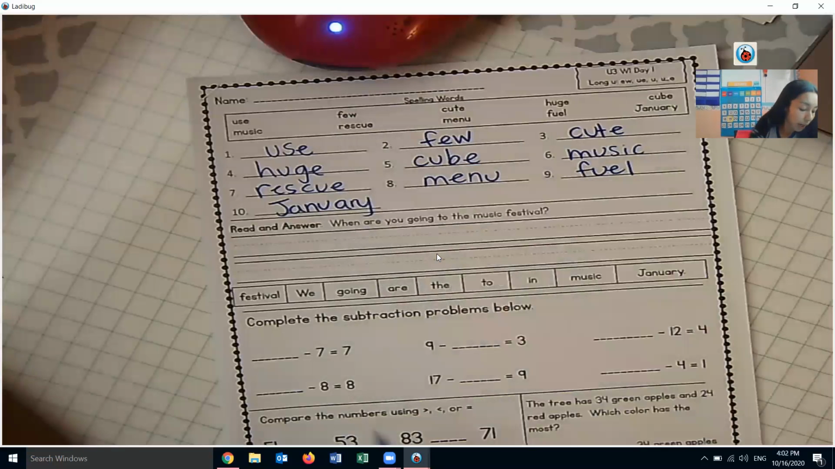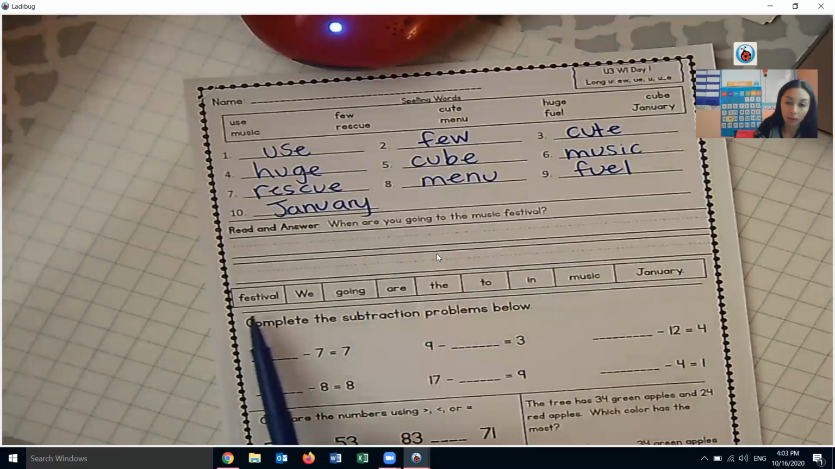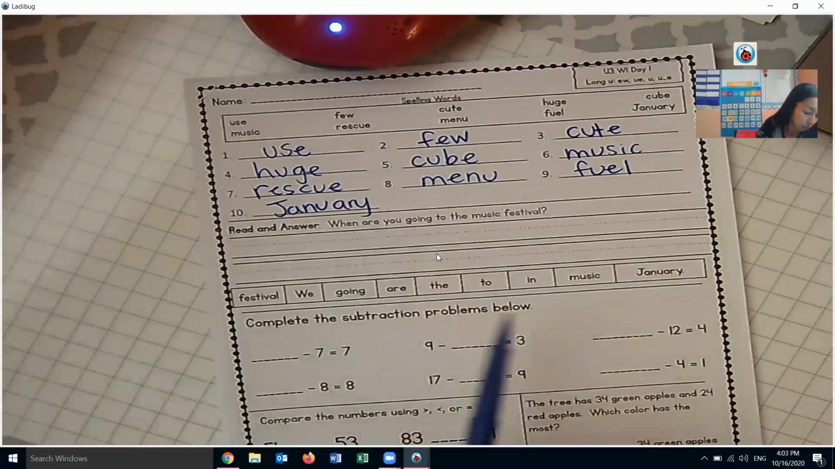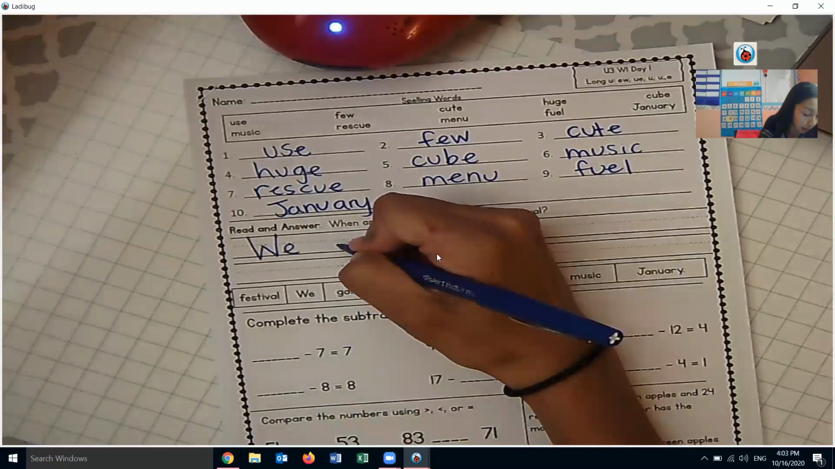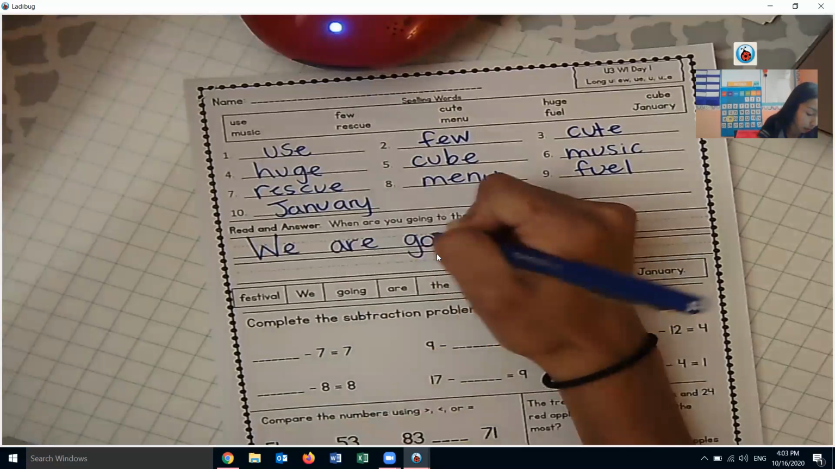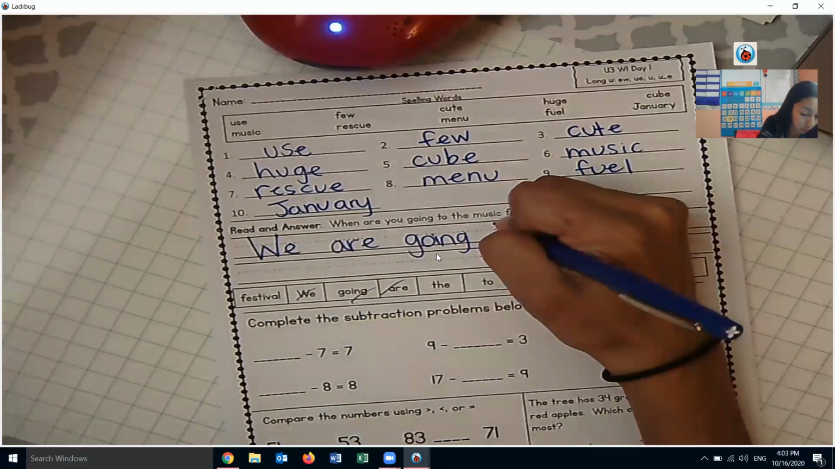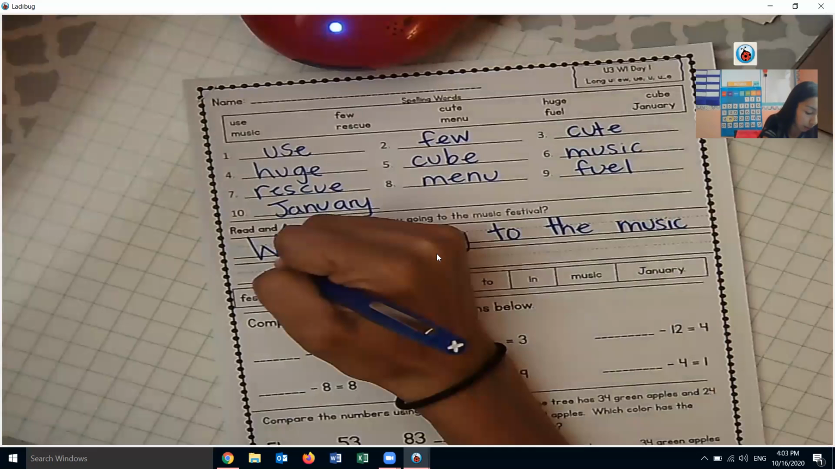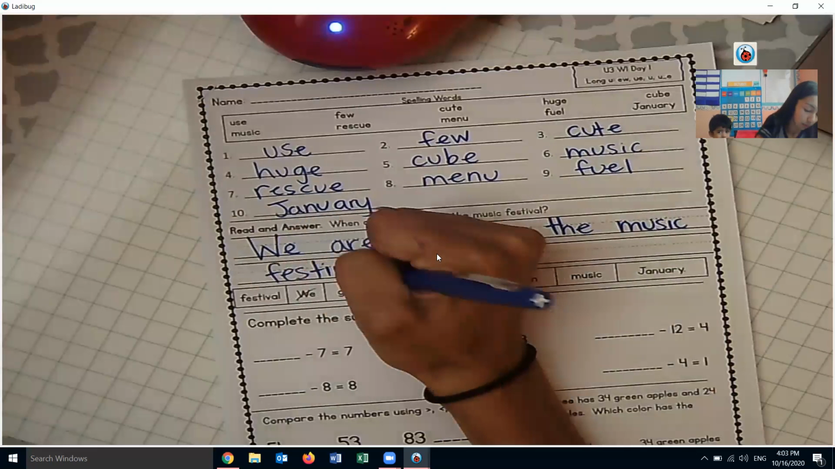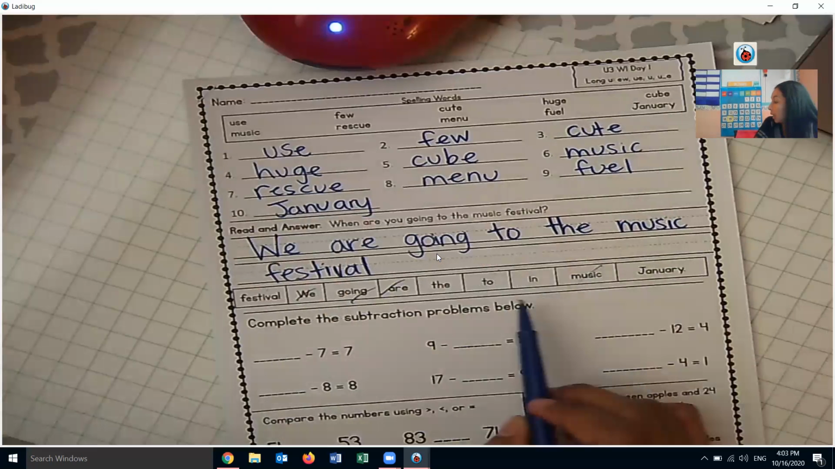Read and answer. When are you going to the music festival? We're going to answer using this word bank here. So we're probably going to use the word We first. It has a capital W. We are going maybe to the music festival. And then the words we have left are in January.